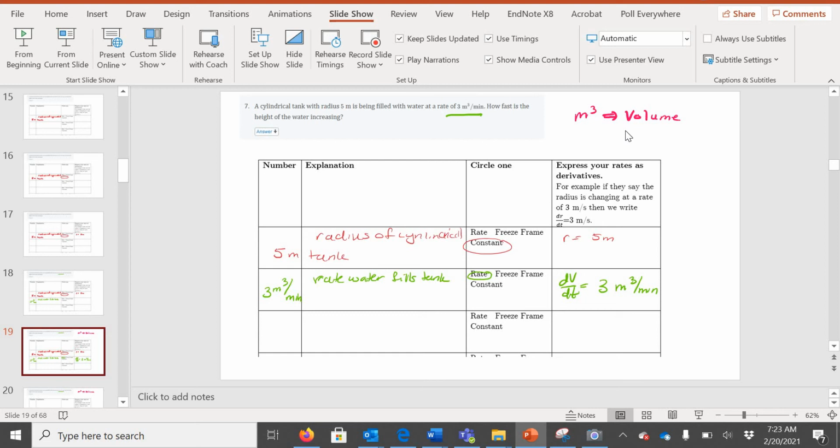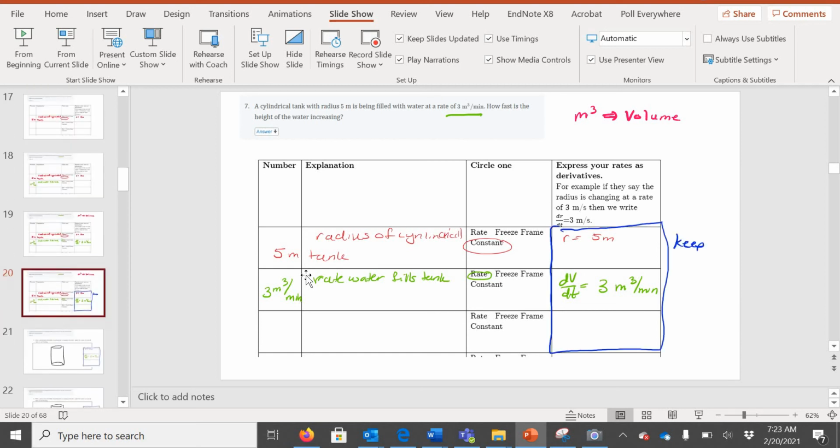You might not see that right away. I always look at the units. So the first one's a length. If I had meters squared, it would be an area. If I have meters cubed, it is a volume. And the stuff that you have on the right, that's what you want to keep.